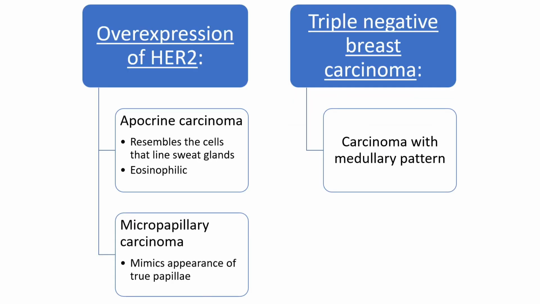Now other molecular subtypes. These are the overexpression of HER2, which means HER2 positive. The cancers which fall under this category are the apocrine carcinoma and the micropapillary carcinoma. Apocrine carcinoma resembles the cells that line the sweat glands, so only the name is given like apocrine carcinoma, and it will be eosinophilic. The micropapillary carcinoma will mimic the appearance of true papillae. And triple negative breast cancer, as I said before, will show a carcinoma with medullary pattern.